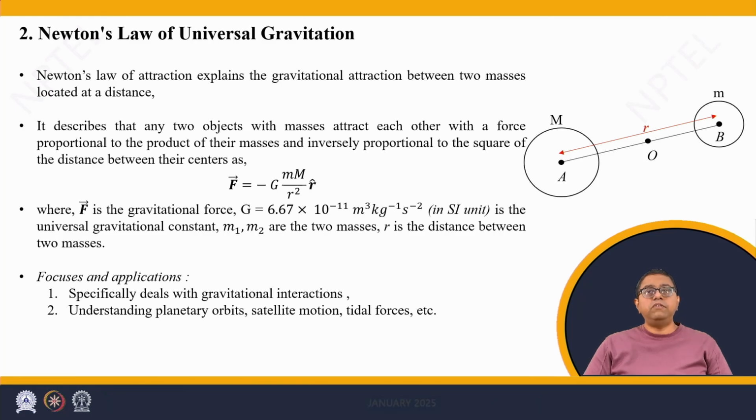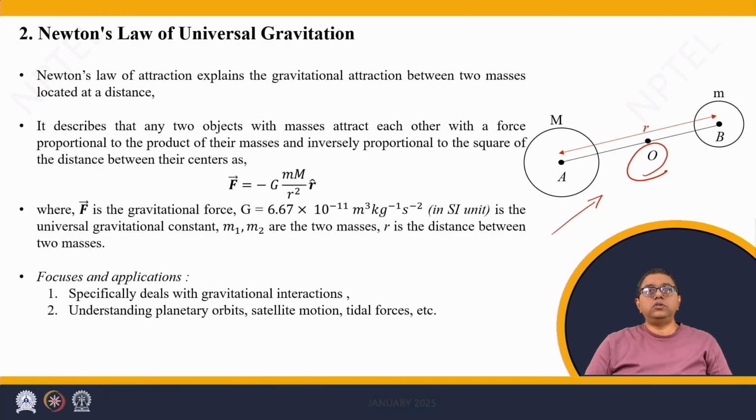For example, have a look at this picture. A and B are two locations where the centers of masses, capital M and small m, are located. O is the origin. r is the distance between point A and point B, which are the centers of the masses.